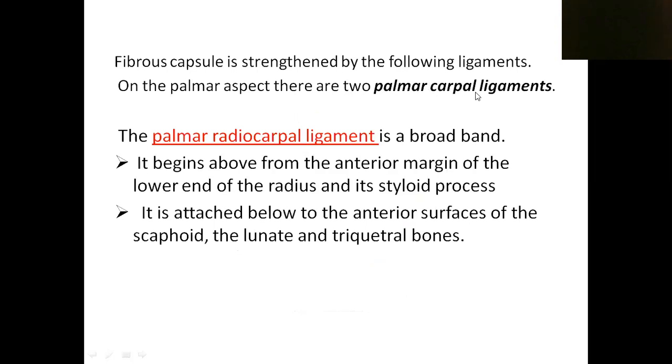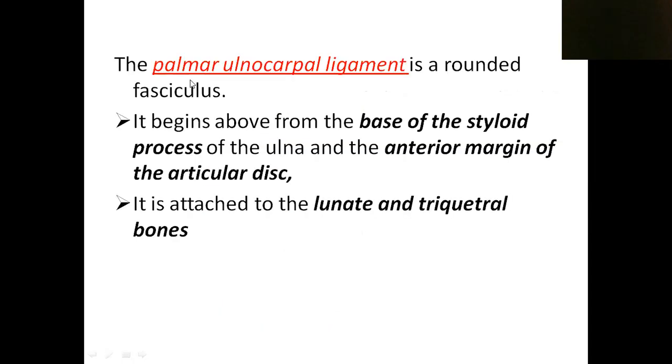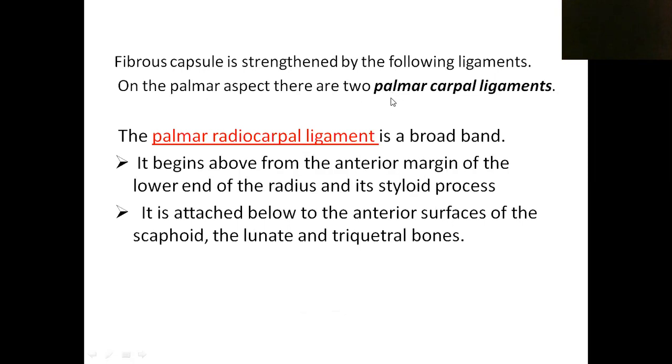Now, this fibrous capsule is strengthened by two palmar carpal ligaments and one dorsal carpal ligament. First, we will see what are the two palmar carpal ligaments. On the palmar side, two carpal ligaments are there. What are they? First one is the palmar radiocarpal ligament, meaning from the radius to the carpal bones. The second one is the palmar ulnocarpal ligament, from the ulna to the carpal bones. So on the palmar side, or the front side, the anterior side, we have two ligaments. One is the palmar radiocarpal ligament. The second one is the palmar ulnocarpal ligament.